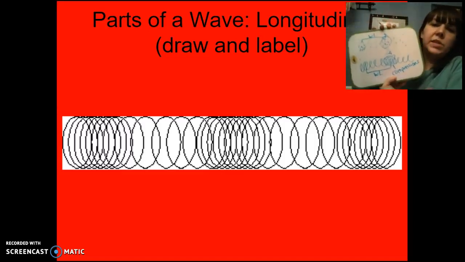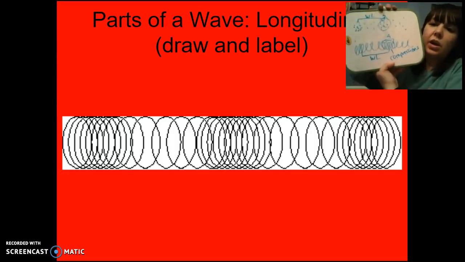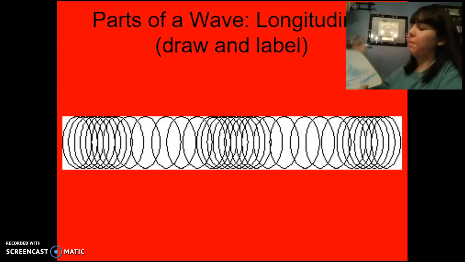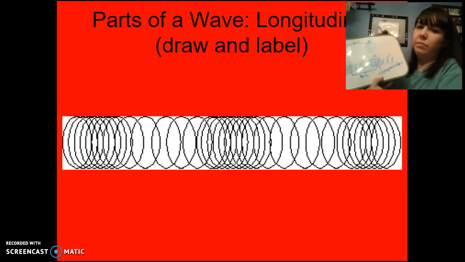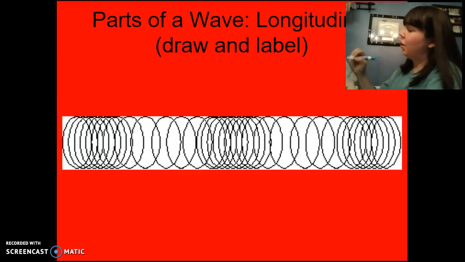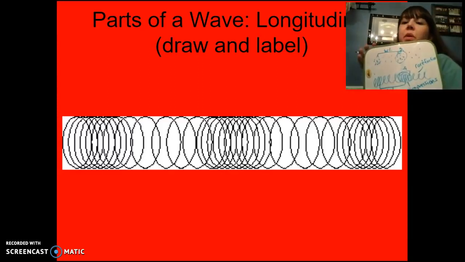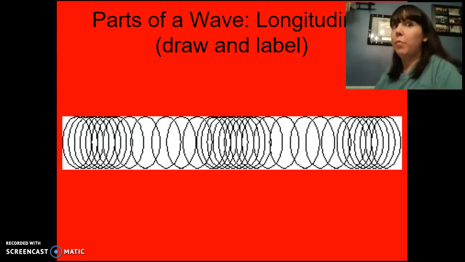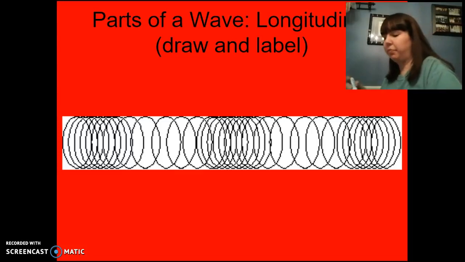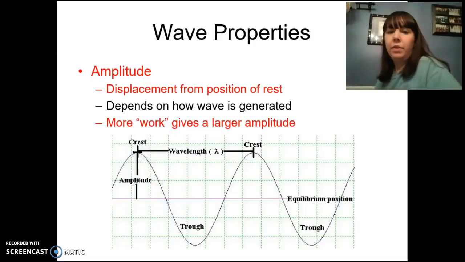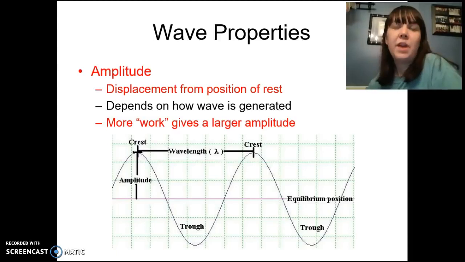Okay, and if you're missing my writing, it'll be on the next slide, just wait. Compressions are the squishy together part. The spread apart parts, the ones that are farther apart, are called rarefactions. So R-A-R-E-F-A-C-T-I-O-N. Okay, rarefaction is the spread out portion. It's rare to come across one. They're spread out. So now we'll define it a little closer.